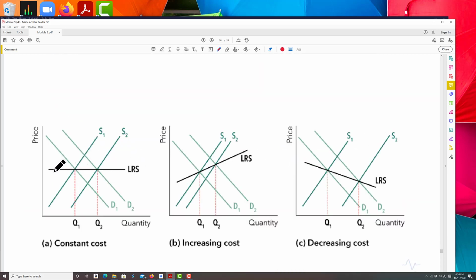So here are the three cases. The long-run industry supply curve could be horizontal. That would be like in agriculture. In other manufacturing sectors, the long-run supply curve is positively sloped. In a very small number of innovation-intensive industries, the long-run supply curve may be negatively sloped.